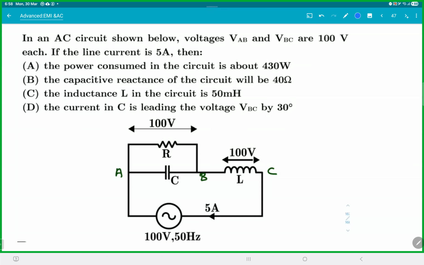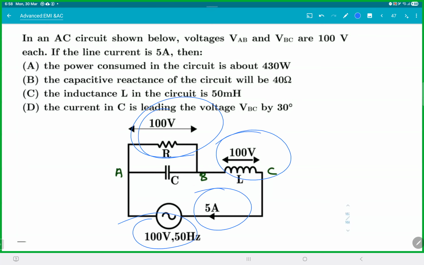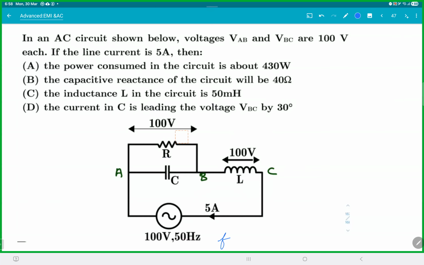Read, take 4 5 minutes. It's a worthy question. Let's see if we can figure out one or two options. Be careful. These all are RMS values. RMS, RMS, RMS. This 50 hertz is frequency, not omega. Omega is 2 pi f. Think. How will you approach? Take 3 4 minutes more.